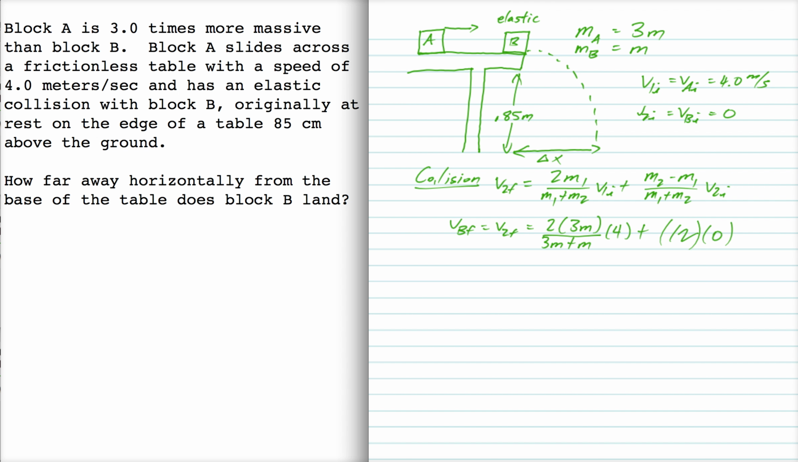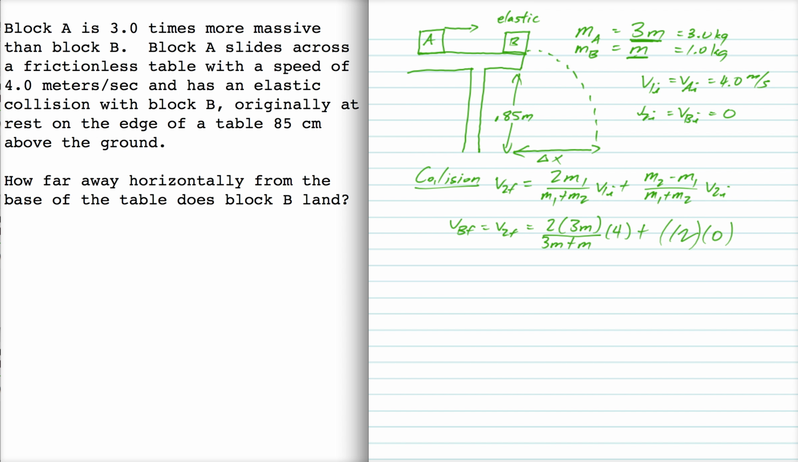Now notice what I've done here. I'm told that block A is 3 times more massive than block B. So what I've done is I've called MA 3m and MB m. If you want, you could say that MA is 3 kilograms and MB is 1 kilogram. You can actually plug in numbers here if you want. Either way, it's going to work out to be the same. I could make block A 15 kilograms and block B 5 kilograms. It'll still work out the same way.